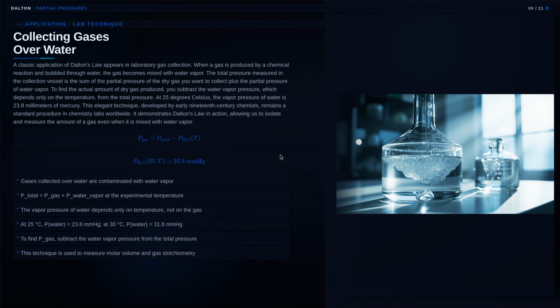At 25 degrees Celsius, the vapor pressure of water is 23.8 millimeters of mercury. At 30 degrees Celsius, the vapor pressure is 31.8 millimeters. This elegant technique, developed by early 19th century chemists, remains a standard procedure in chemistry labs worldwide. It demonstrates Dalton's law in action, allowing us to isolate and measure the amount of a gas even when it is mixed with water vapor.